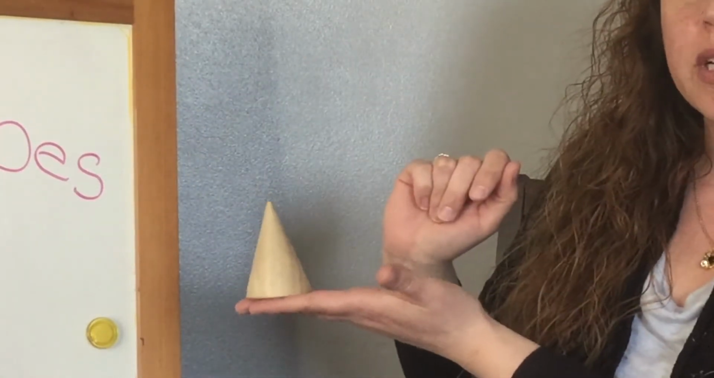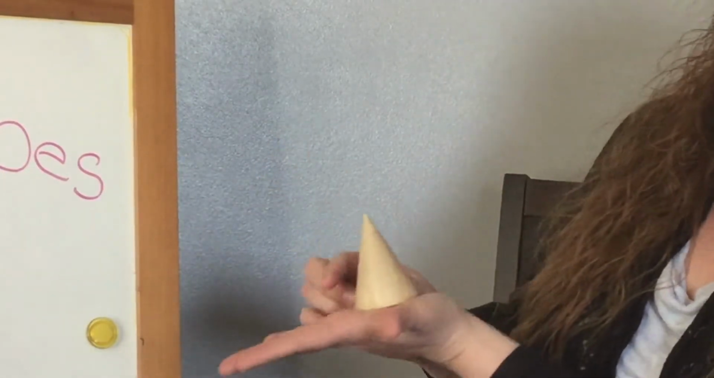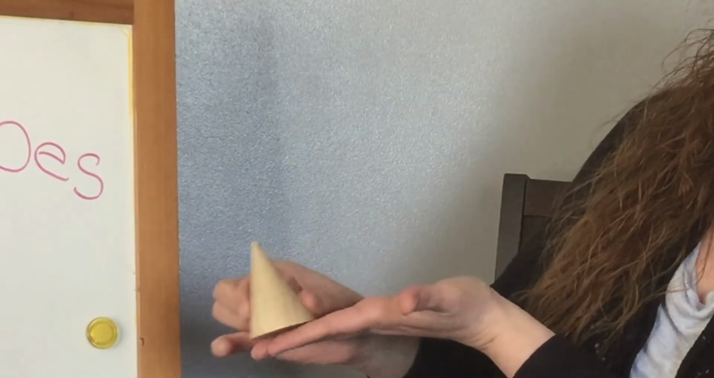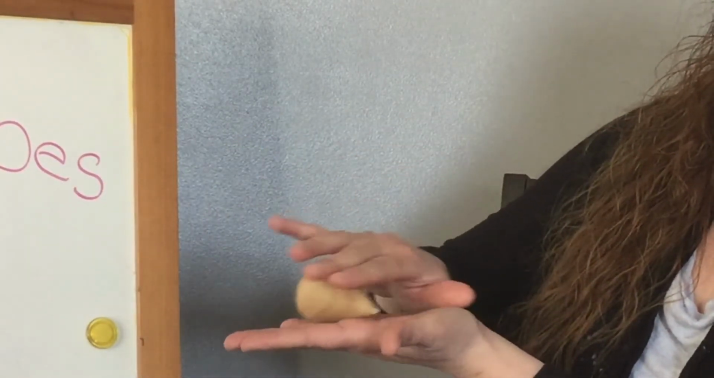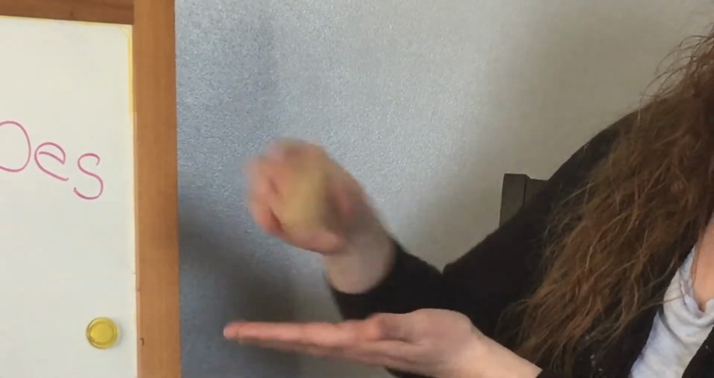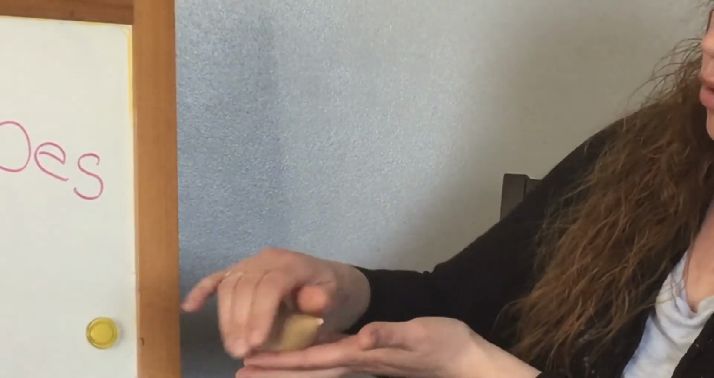And if you were to put a cone on a ramp, if you had it sitting up like this, it would slide. If you turned it on its side, it would roll. So a cone will both slide and roll.